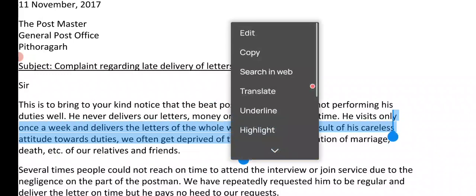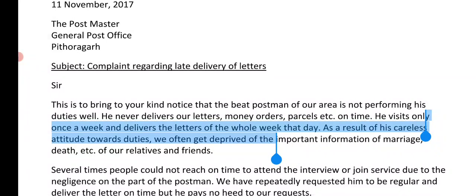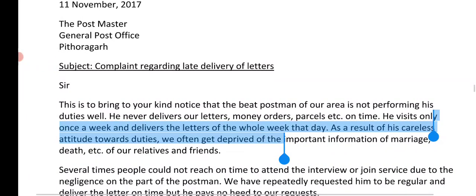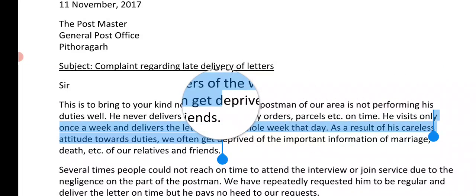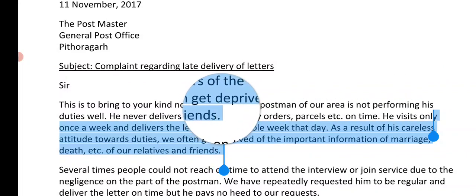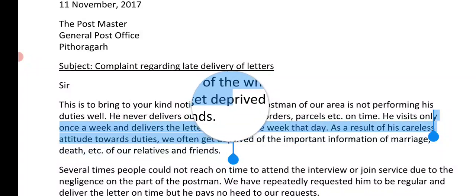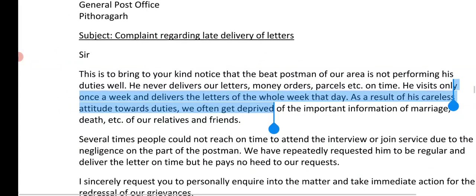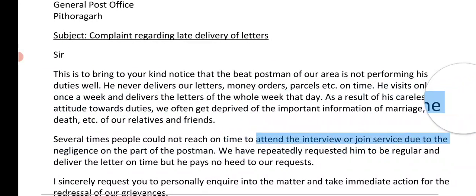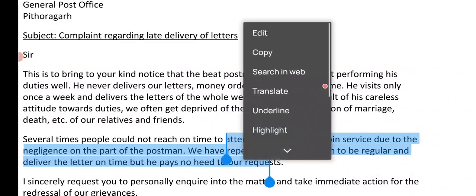So you have introduced the problem, and now you're writing what it has caused. We often get deprived of the important information of marriages. This is what the problem is causing, right? Relatives and friends, and several times people could not reach on time, attend the interview, or join services due to the negligence on the part of the postman.